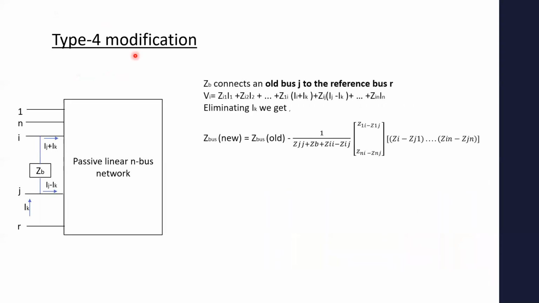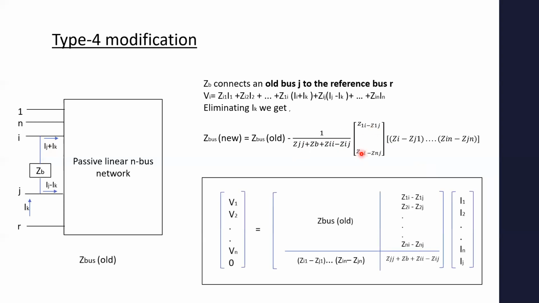Now we see the type 4 modification, in which the ZB is added between two old buses I and J. This is somewhat complex modification, but we'll see that in the matrix it becomes easy to remember. So between two old buses, we add a ZB, then we perform KVL, eliminating IK, we get this equation, in which this also contains 1 upon the denominator and row vector and column vector. So the modification is this comes the column vector, this comes the row vector. This is the corner term, which is also called the LL term.